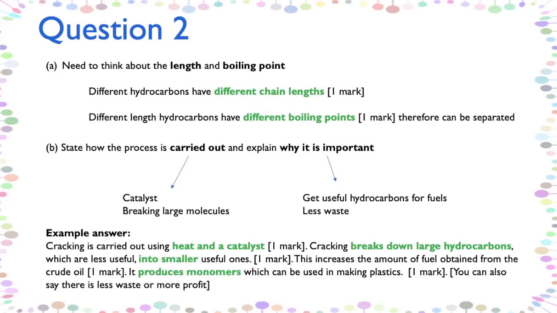So an example answer you can have is: cracking is carried out using heat and a catalyst, so you get 1 mark for that. Cracking breaks down large hydrocarbons, which are less useful, into smaller useful ones. This increases the amount of fuel obtained from the crude oil. It produces monomers which can be used in making plastics. And therefore you could also say you can get a profit from this and or less waste for the 4 marks.